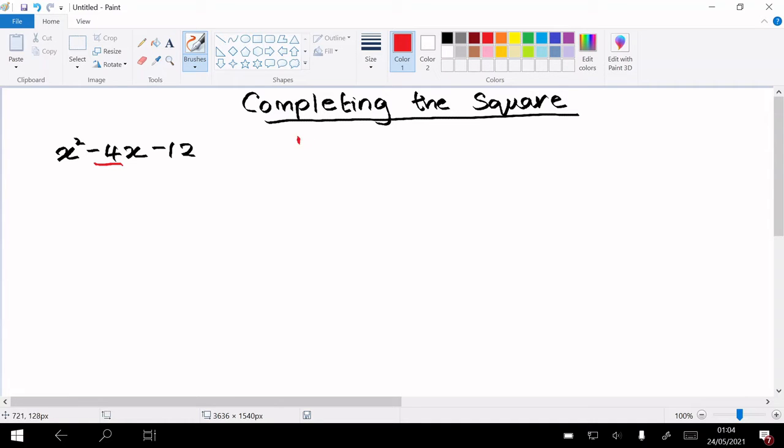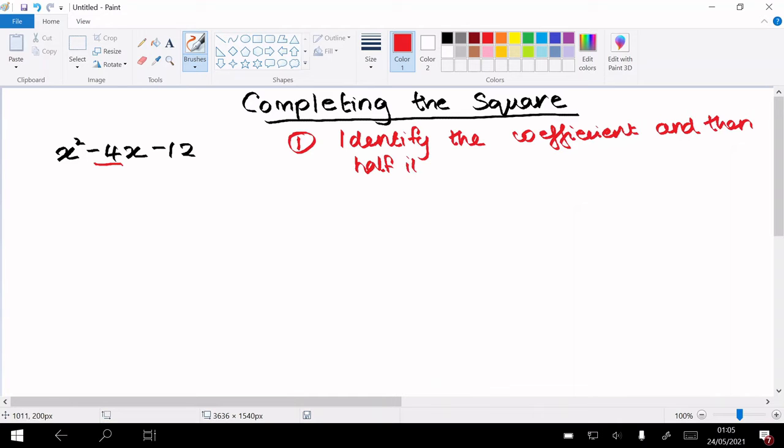So first step, identify the coefficient and then half it. What I mean by that is you identified that the coefficient is minus 4, so you divide it by 2, you half it. Doesn't matter what the coefficient is, you always half it. In this case, that will give you minus 2.